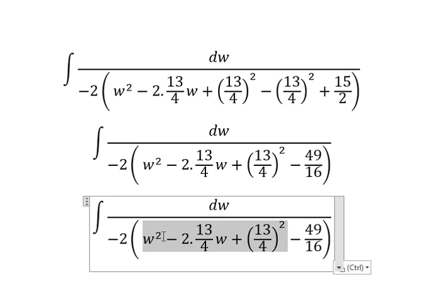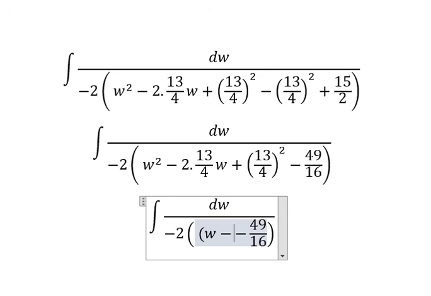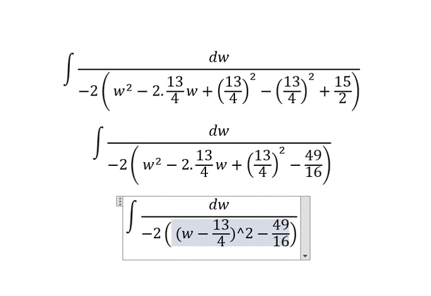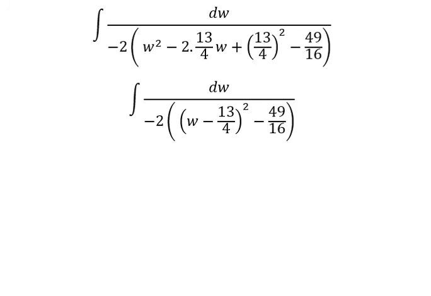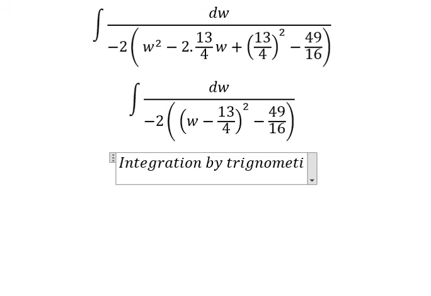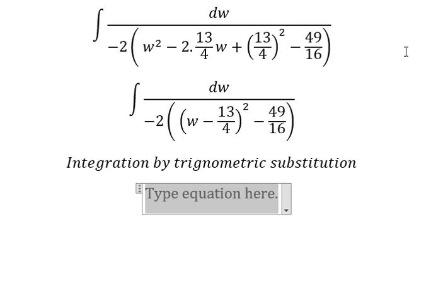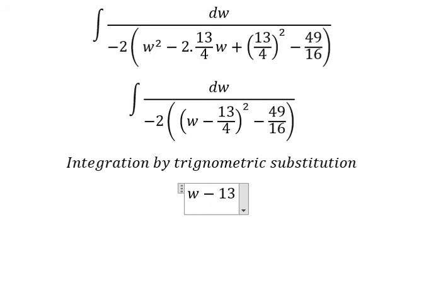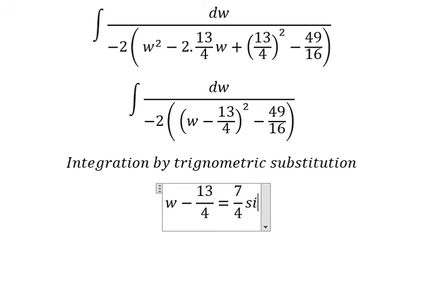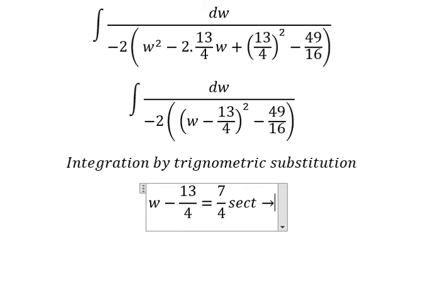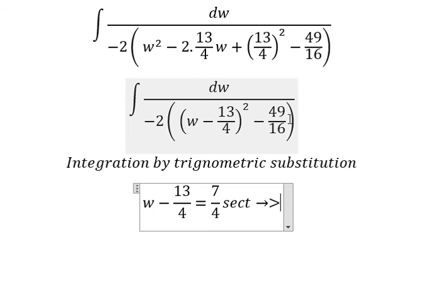So this one, we will get w minus 13 over 4 to the power of 2. And now we need to use integration by trigonometric substitution. So we have w minus 13 over 4 equals 7 over 4 secant of t. Because if we put this one in here, you get 49 over 16 secant of t square.